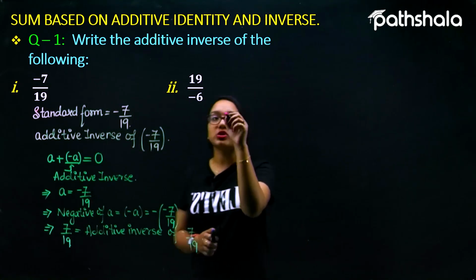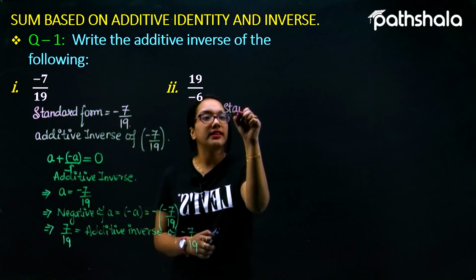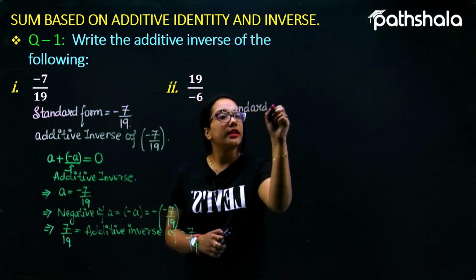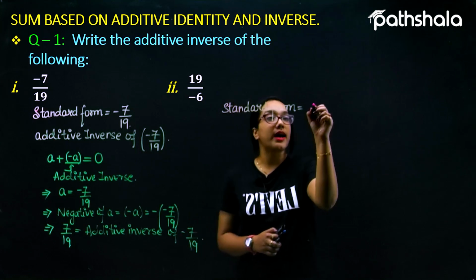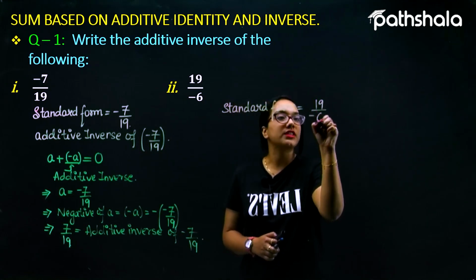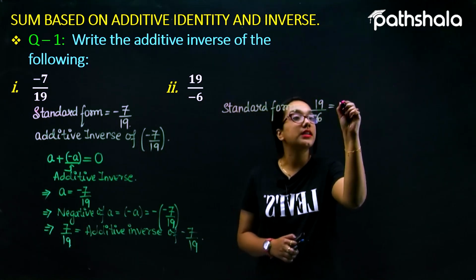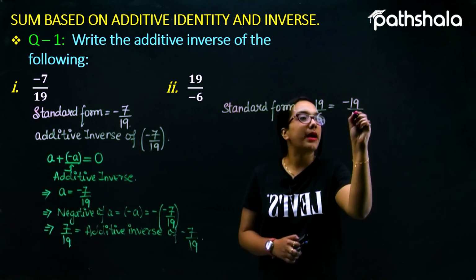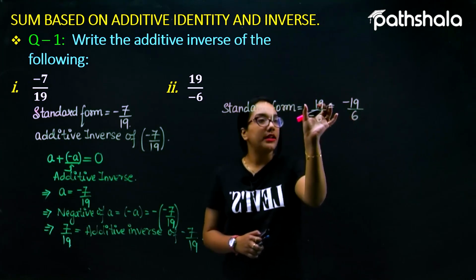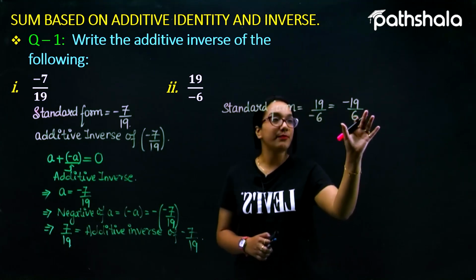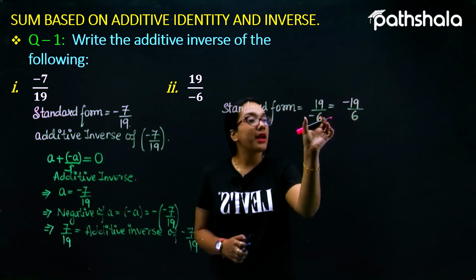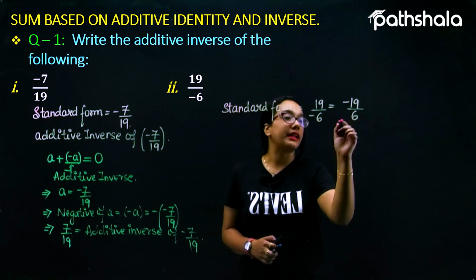Let us write the standard form first. We'll write the standard form of this particular number 19 by minus 6 as minus 19 by 6. Both of them are the same, 19 by minus 6 and minus 19 by 6. So we can write the fraction 19 by minus 6 as minus 19 by 6.